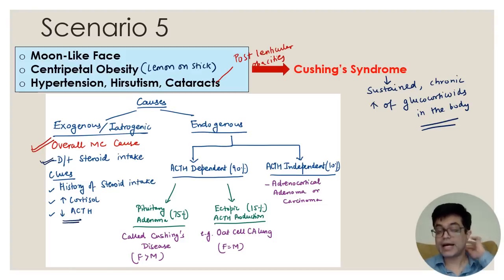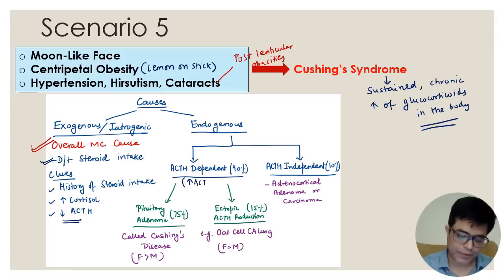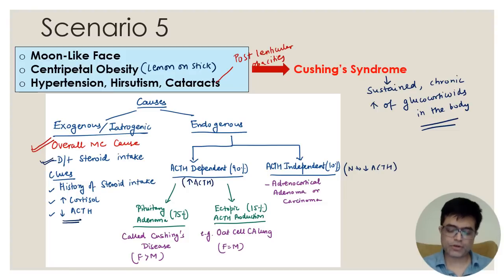On the other hand, endogenous means exogenous steroids are not being given. The body is itself producing large amounts of corticosteroid. So it can be of two varieties, ACTH dependent, which are 90%, and ACTH independent, which is 10%. ACTH dependent ones will have increased ACTH levels. So I'm writing in bracket, these are the patients who are having increased ACTH activity. On the other hand, ACTH independent will have normal to low levels of ACTH. So ACTH independent causes are less common. Adrenal cortical adenoma or adrenocortical carcinoma will be the causes.